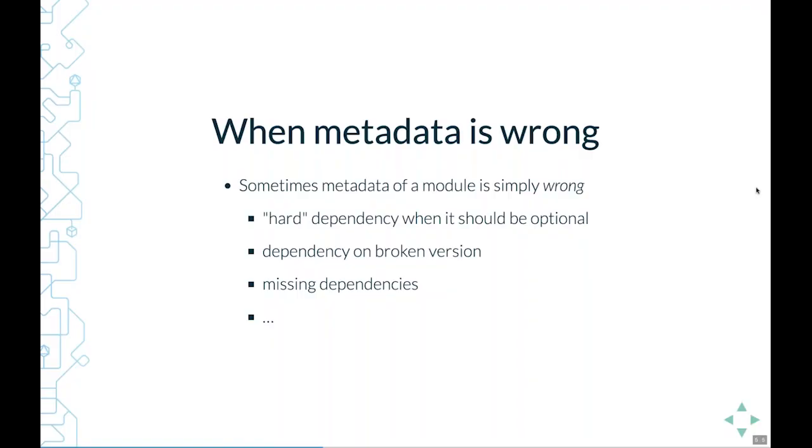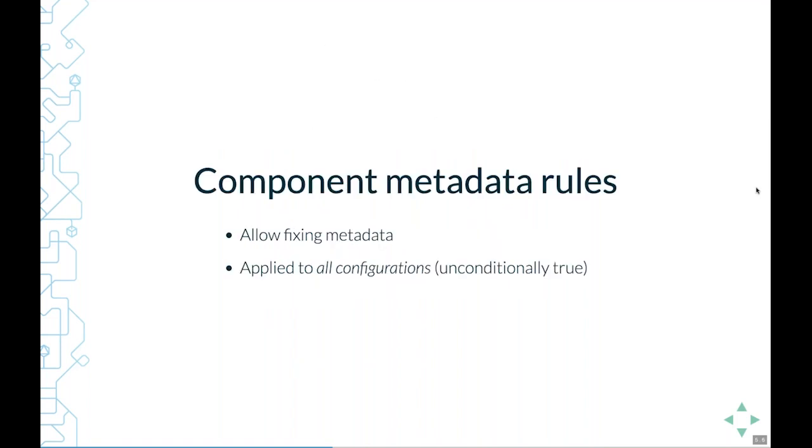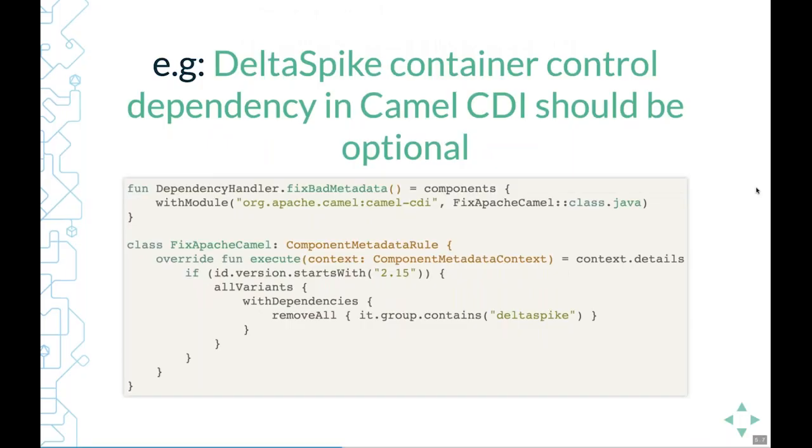So when metadata is wrong, you should use a component metadata rule. A component metadata rule allows you to fix metadata, and this is applied to all configurations being resolved. So it is important to notice that every configuration is going to do that. So the scope is really what is universally true about a dependency in your build, if you share them. And the example was the Delta Spike one, and we fixed it thanks to this component metadata rule.